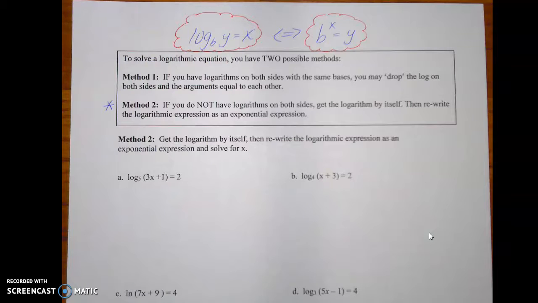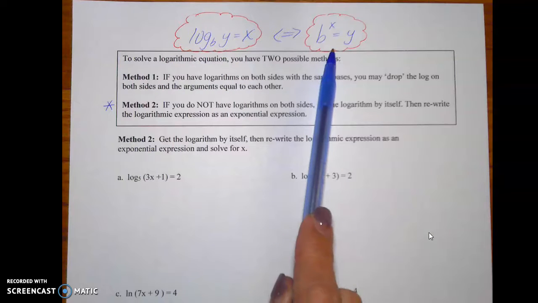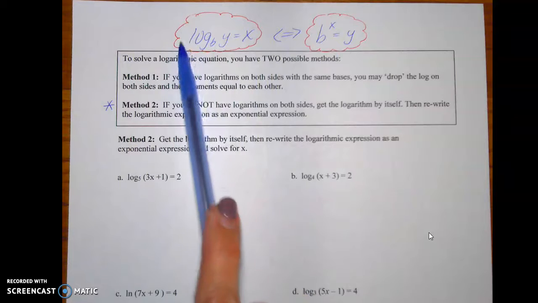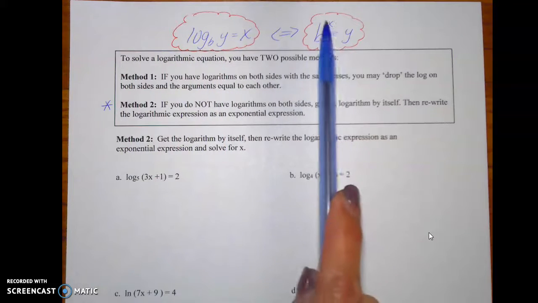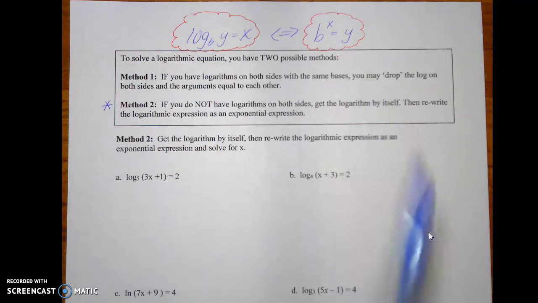Today, I just want to take a few minutes and walk you through method 2, which is if you do not have logarithms on both sides, you want to first get the logarithm by itself and then rewrite the log expression as an exponential. So I have these relationships back up here at the top of the page again because our problems are going to originally look like this because they're logarithmic equations, and we're going to rewrite them, finding the base, raising that base to a power, and setting it equal to what we originally had over here next to the log.